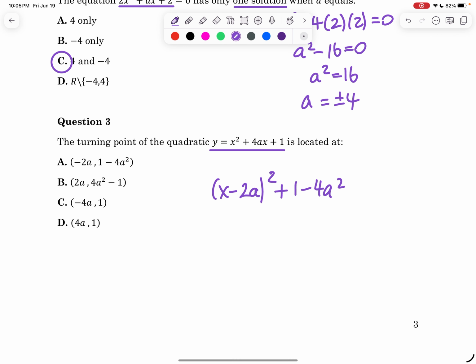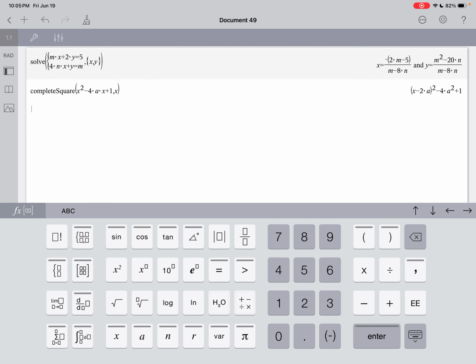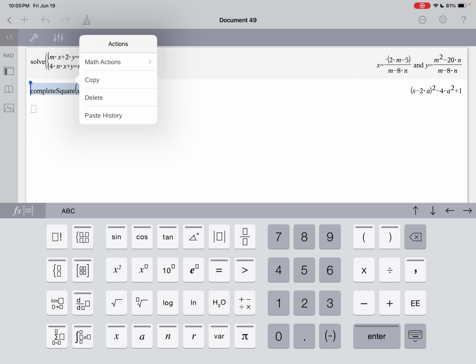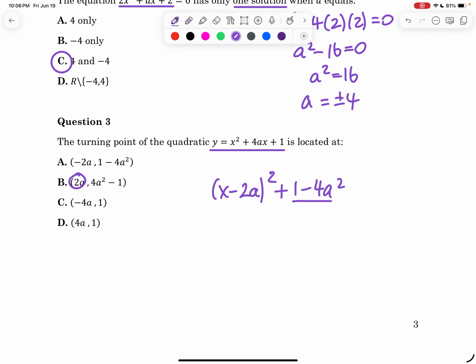So that's your x value, and that's your, hang on, did I write it out wrong? Plus 4ax. I wrote it, that's supposed to be a plus. Okay, so that's a plus, so we get negative 2a, and then 1 minus 4a squared is our turning point. So our answer is A.